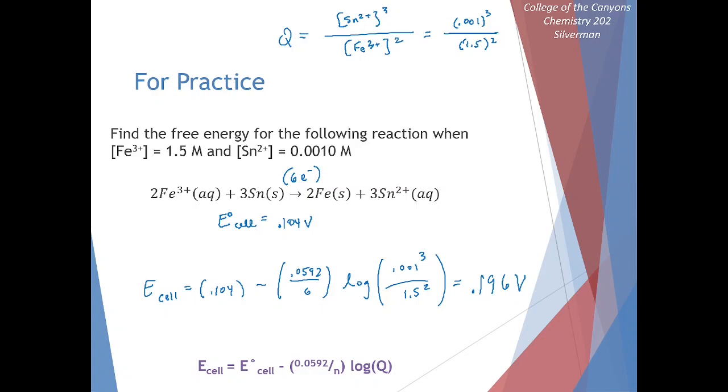Think about it in terms of Le Chatelier's principle. At standard conditions, we have 1 molar of our reactant and 1 molar of our product, and it happens spontaneously. If we have more reactant and even less product at these non-standard conditions, our reaction should shift even further right to try to counteract that. And that's what happens. Our reaction is even more spontaneous with a higher cell potential.